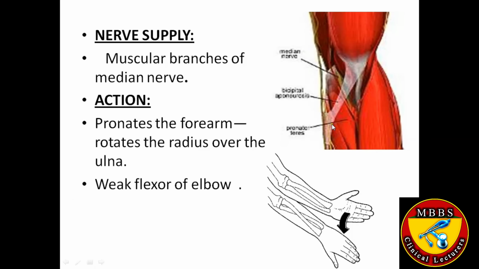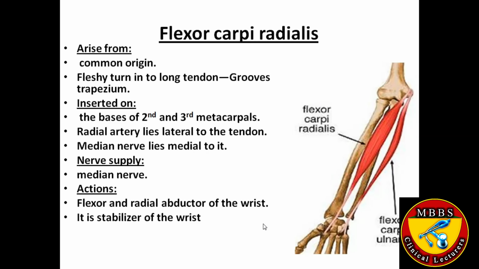It is supplied by the muscular branch of the median nerve, and its action is pronation, and while pronating it rotates the radius over the ulna. So it is the pronator. As the name suggests, it rotates the radius over the ulna, and it also behaves like a weak flexor of the elbow joint.